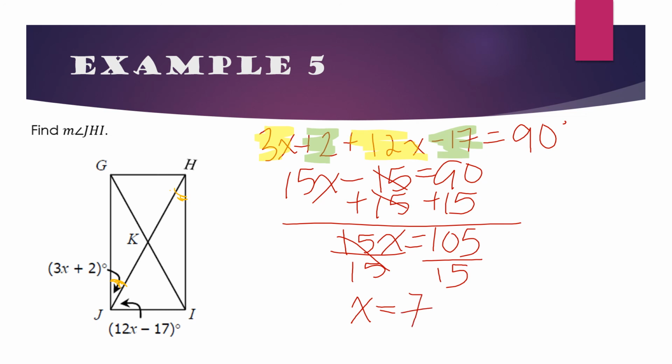Now again, this one did not ask for x, it asked for JHI, and we said JHI is equivalent to GJH. So I'm going to substitute in 7 right here for x, so 3 times 7 plus 2. So that's 21 plus 2, which is 23. So that means that angle JHI is also 23 degrees.